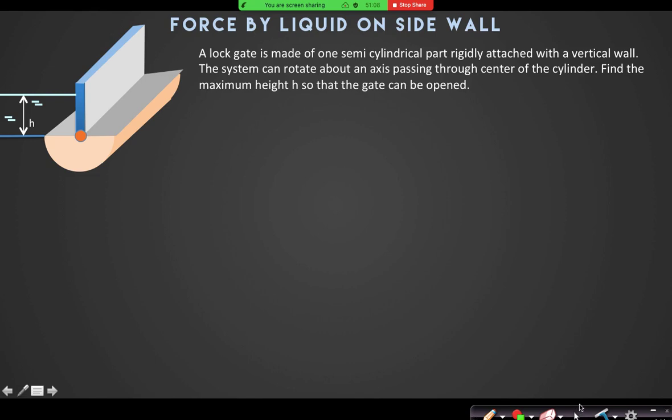A lock gate is made of one semicircular cylinder. This is the semicircular cylinder, the cylindrical part rigidly attached with a vertical wall. This system can rotate about this axis, passing through the center of the cylinder. Find the maximum height h so that the gate can be opened. Find the maximum height so that the gate can be opened.